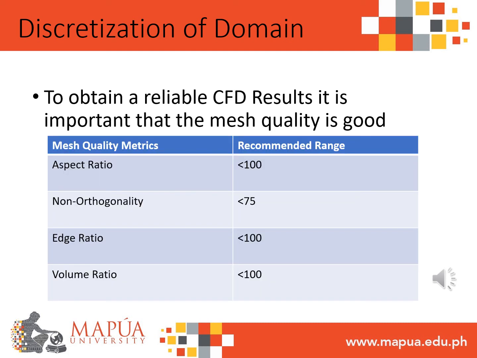To obtain reliable CFD results, it is important that the mesh quality is good. And for us to determine the quality of the mesh, we need to rely on mesh quality metrics. For mesh quality metrics, we have the aspect ratio, non-orthogonality, edge ratio, and volume ratio. For the aspect ratio, edge ratio, and volume ratio, the recommended range is less than 100, while for non-orthogonality, it should be less than 75.